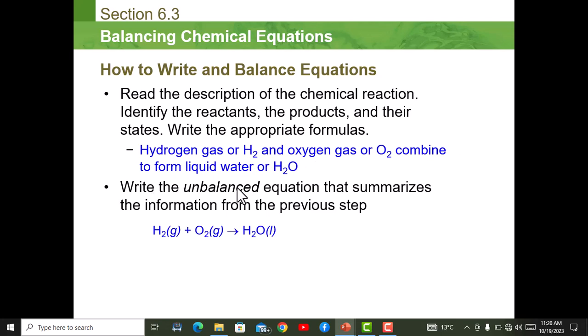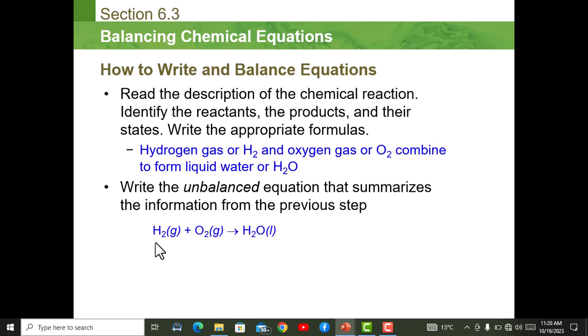Write the unbalanced equation that summarizes the information of the previous step. So hydrogen gas, because we are told hydrogen gas reacts with oxygen gas to form liquid water. And now you proceed to balance here. You have 2 hydrogens before the reaction. You have 2 oxygens before the reaction, and after it you have only 1. There's a problem. You have to bring in a 2 here. When you bring in a 2 here, now you have 4 hydrogens. You'll have to bring in a 2 there.